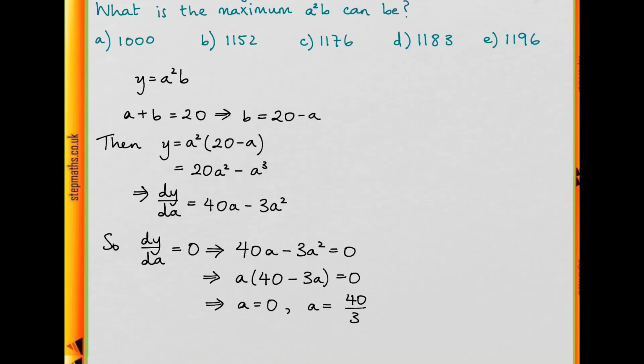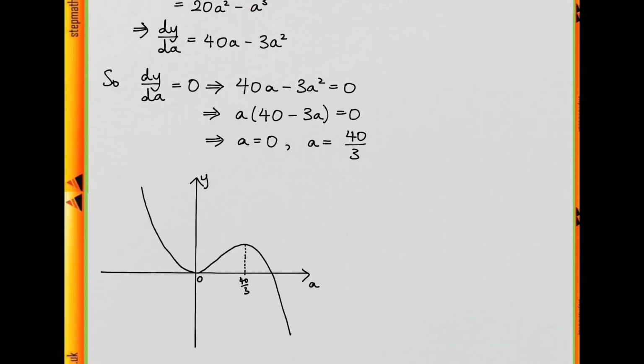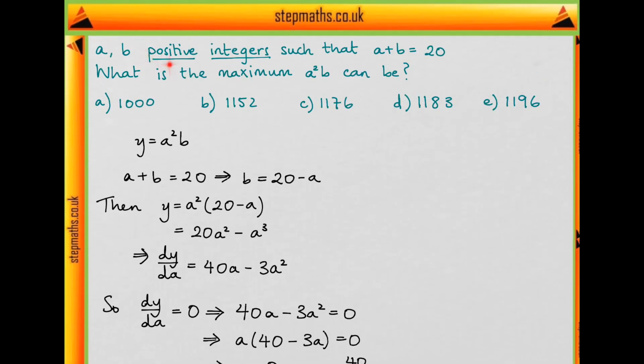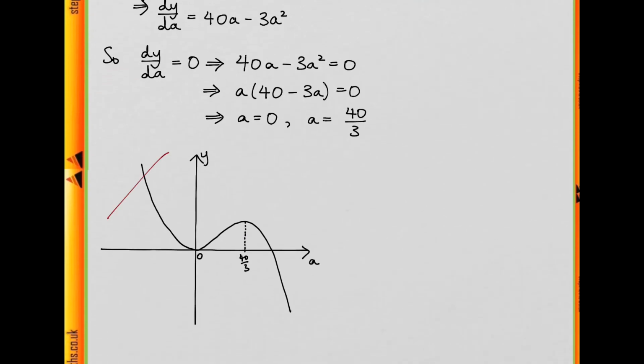Okay, so let's have a think about what y is going to look like. It's a cubic, and there's a minus in front of the cubed term, so its graph will look something like this, and we know the stationary points are at 0 and 40 over 3. So we can see the maximum is at a equal to 40 over 3. But remember that a and b are positive integers, so all the negative values of a over here don't matter. And we're not going to be able to use 40 over 3 exactly. We'll have to find the integer value of a which will give us the biggest one.